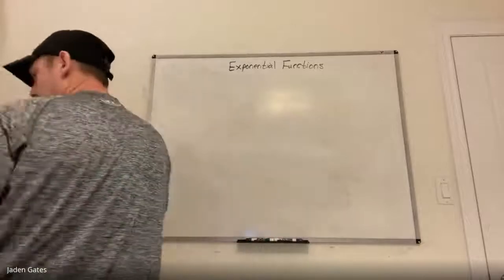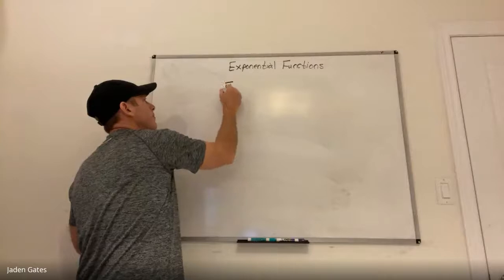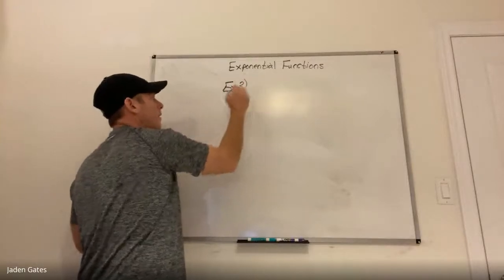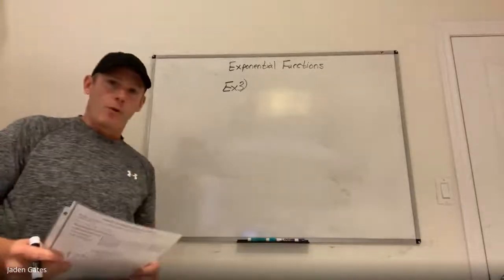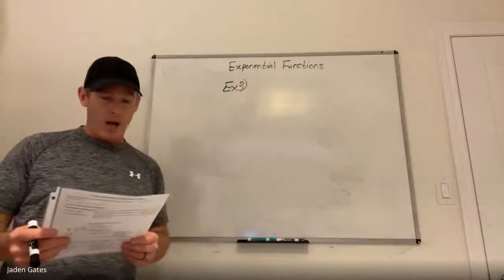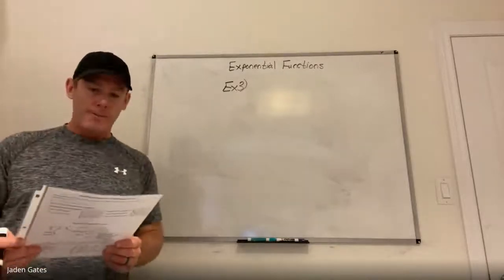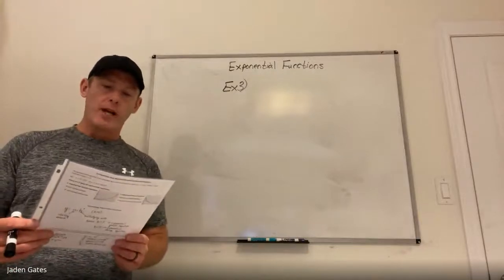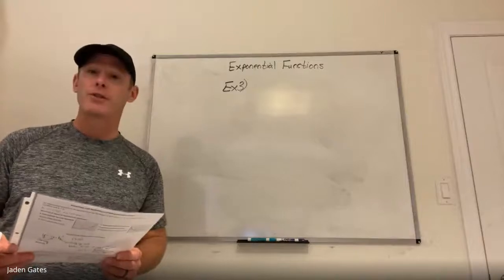All right, so example number 3. Example number 3 says, and unfortunately this is roughly true, a brand new car, worst investment you can make, loses 15% of its value each year. How much would a car purchased for $30,000 be worth after 6 years?